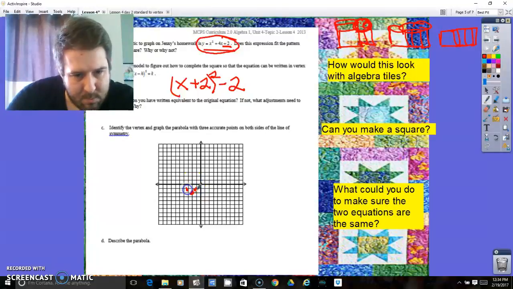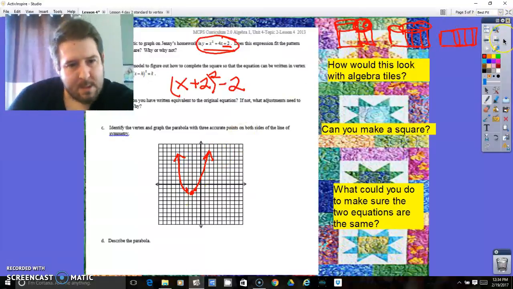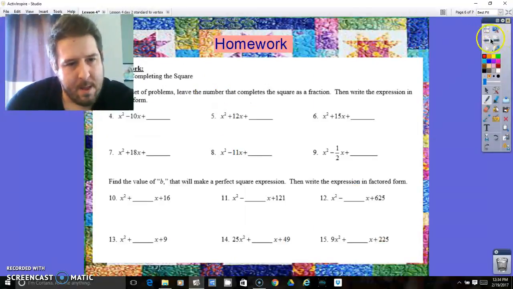A is 1, which means it's right above, and boom, there is your parabola. So that is a translation of left 2 and down 2, and it's just like x squared because there's 1x squared. A is 1. All right, homework.